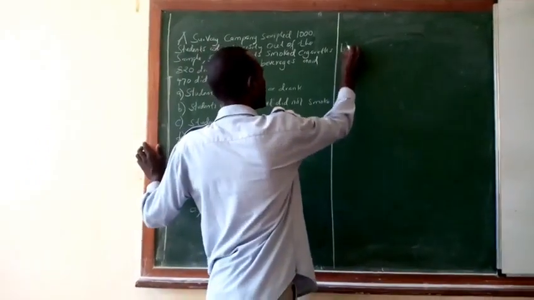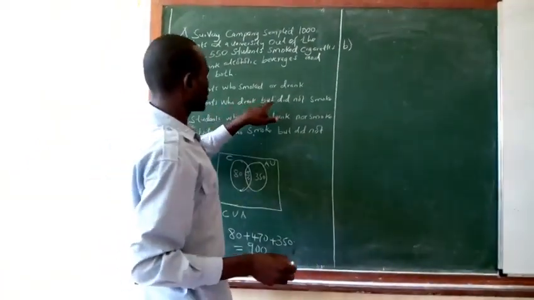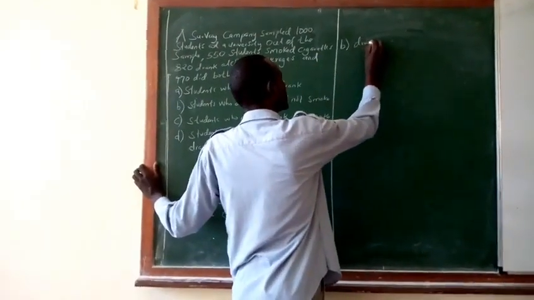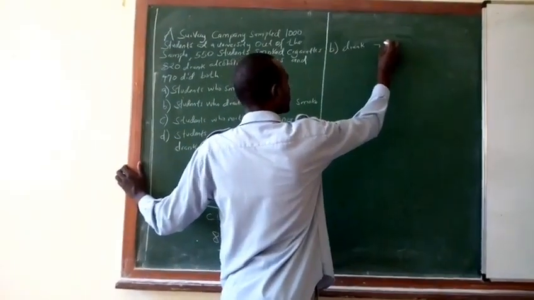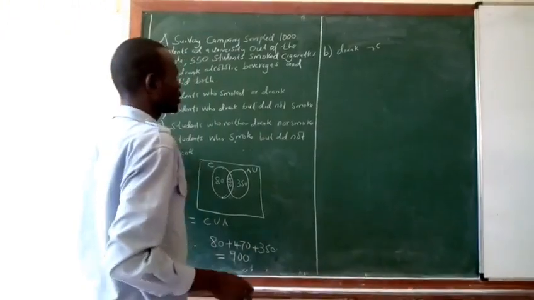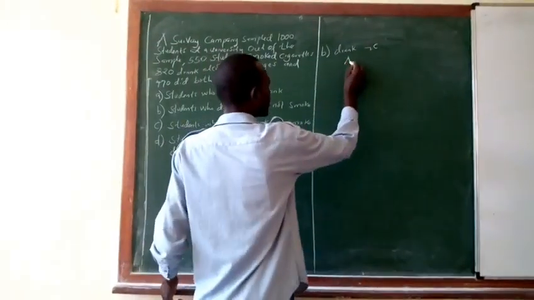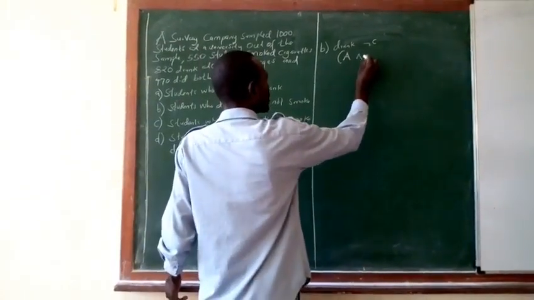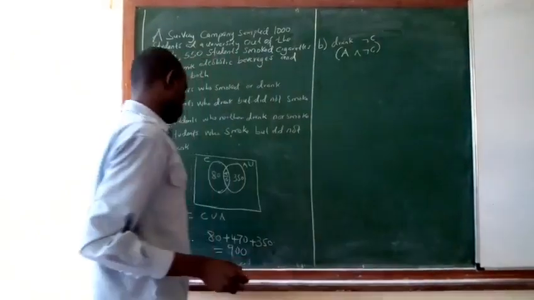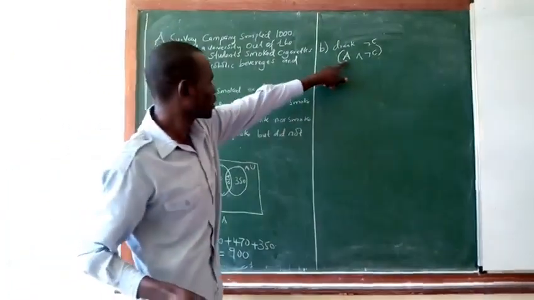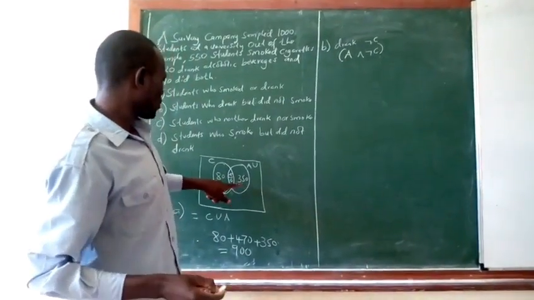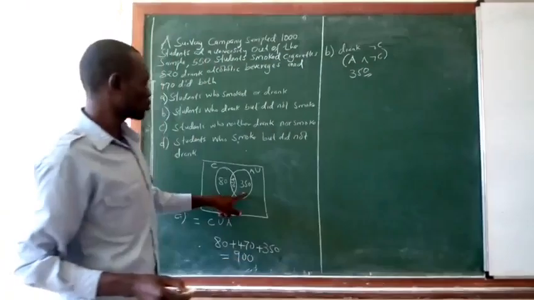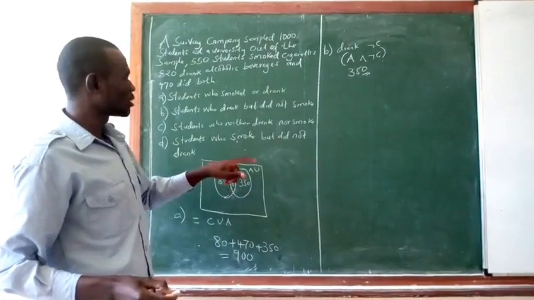Then B. So we have students who drank but did not smoke. They drank alcoholic drinks and did not smoke. So in this case, we check those who only drank alcohol and did not smoke. So we check 350. These are the students who only drank alcoholic drinks.